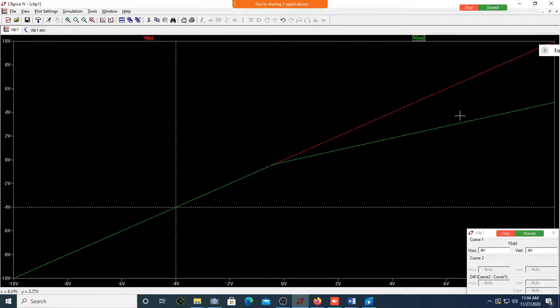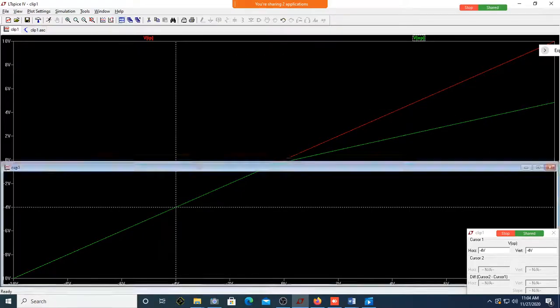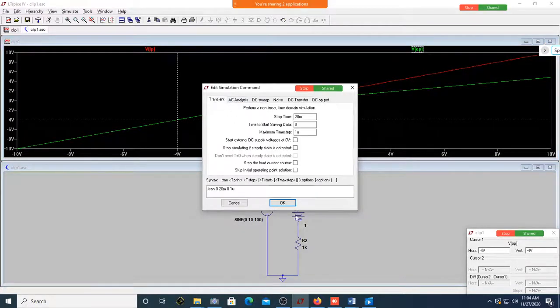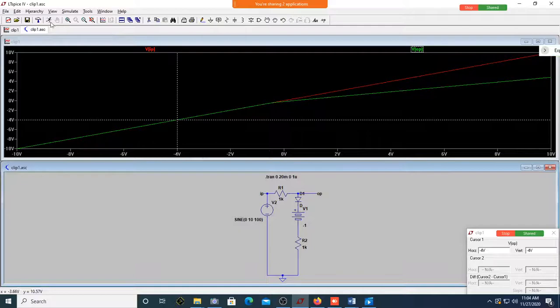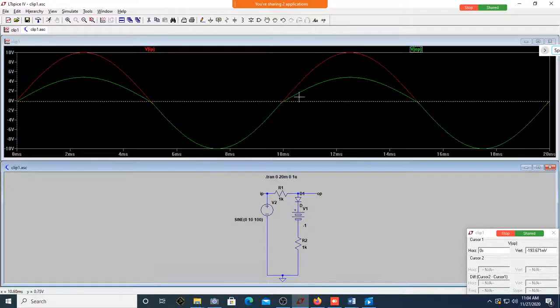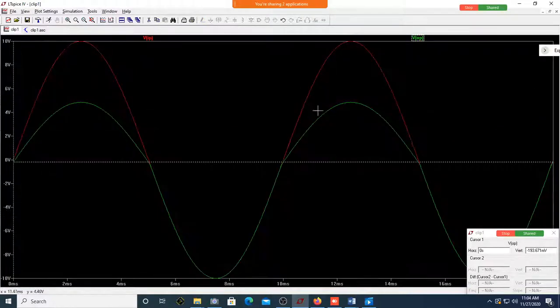Would you like to see the waveform also? Yes, sir. Change this to transient, do it there, run. And can you see, instead of this being flat, this is half of that? This is the shape. Here it is exactly following, overlapping, but here it is half of it. Whatever the voltage, it is half of it, because the resistances are the same.